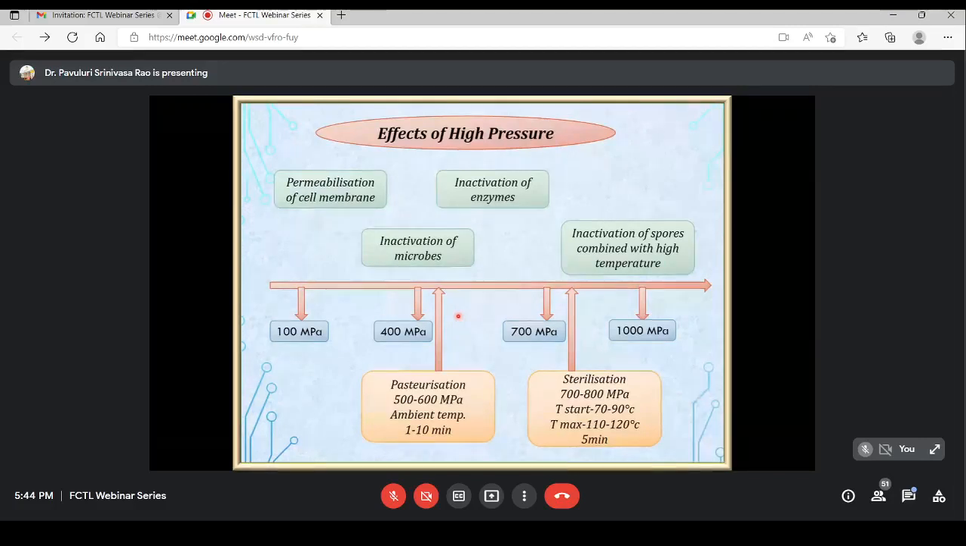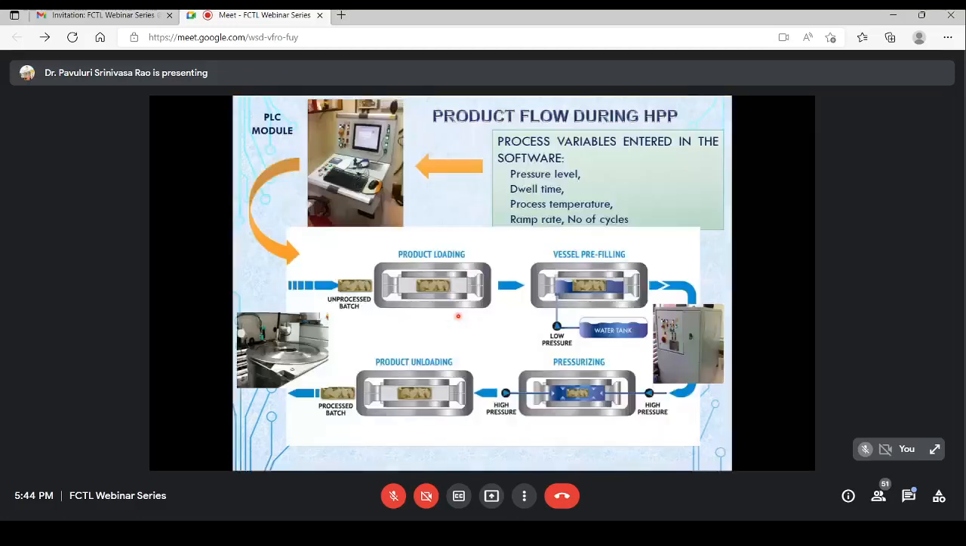For the inactivation of spores, similar to thermal processing, spores are the most resistant. Because of this baro-resistant nature, inactivation of spores is not possible even with 1000 megapascal. Instead, one can go for a combination of temperature with high pressure, to the tune of about 800 megapascal. That way, you will have a sterilization effect.